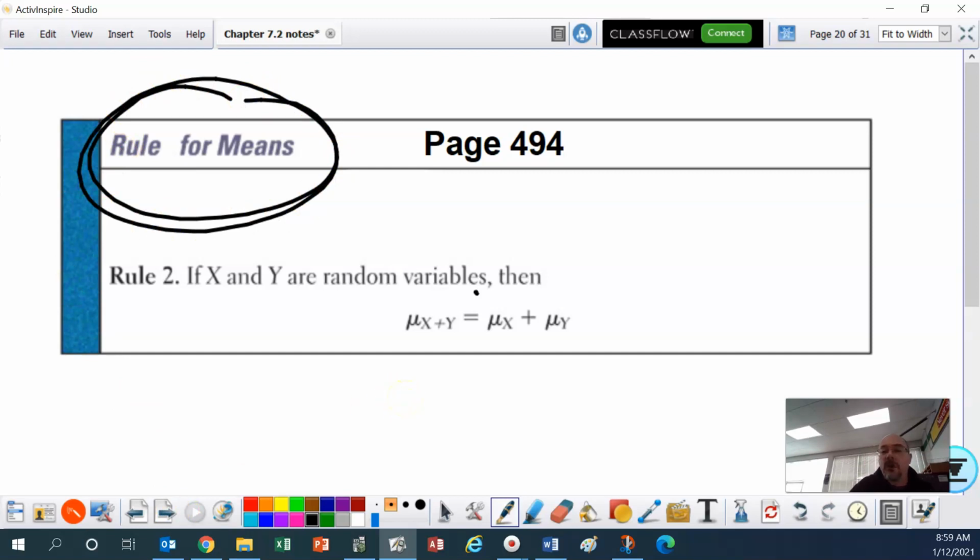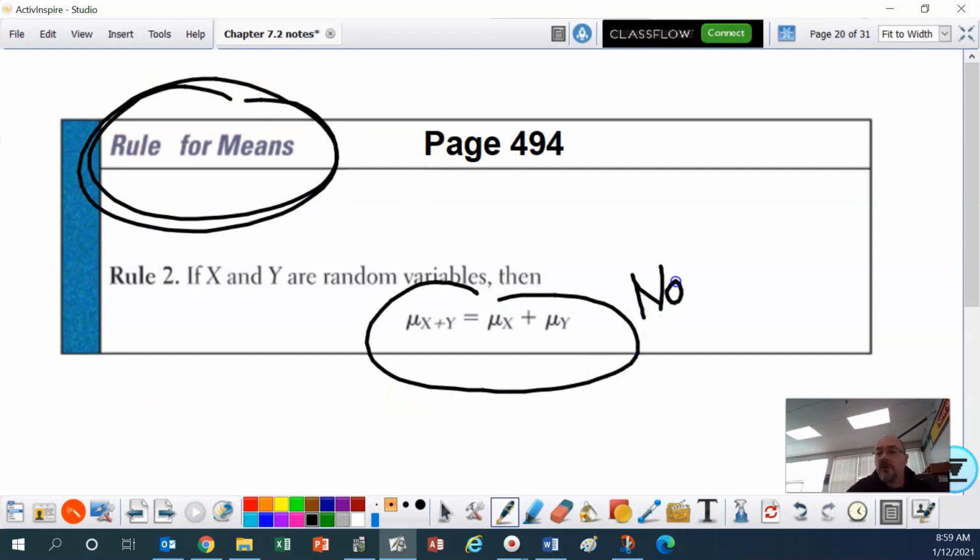Okay, so look at the notation, folks. Look at how the notation is. You need to know your notation. I'm teaching you how to read statistics.